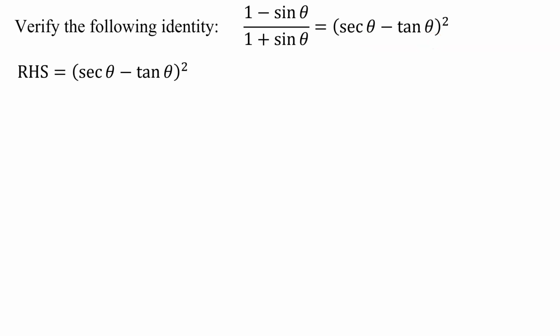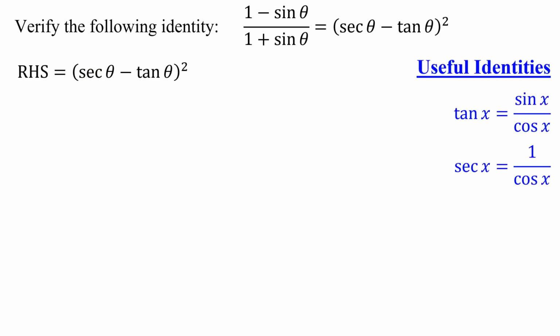So here is my right-hand side. Now, I could start off by squaring this binomial. But looking at what I want to prove, notice there's only the sine function on the left-hand side. So I think before I do any squaring, I am going to write everything on the right-hand side in terms of sines and cosines. So I'm going to need a couple of identities.